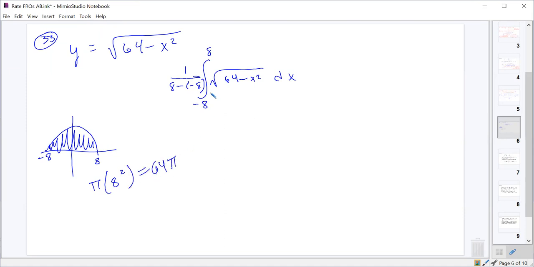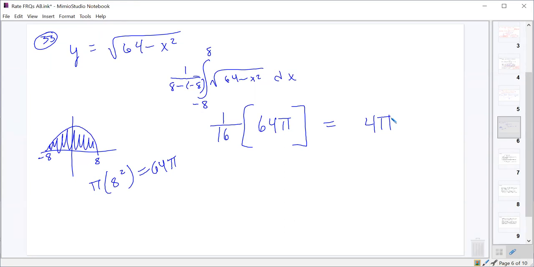So the value of the integral is 64 pi, because we know that's the area underneath that curve. So it should just be 1/16 of 64 pi, which should be 4 pi. Choice D, it looks. So why isn't it a full circle?